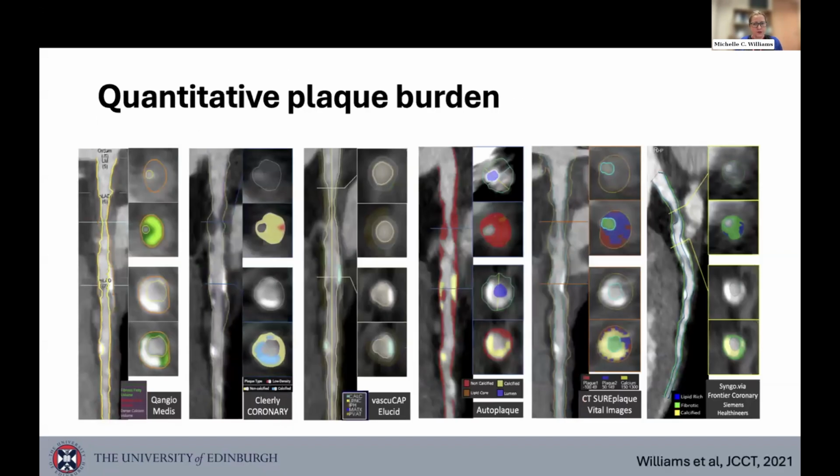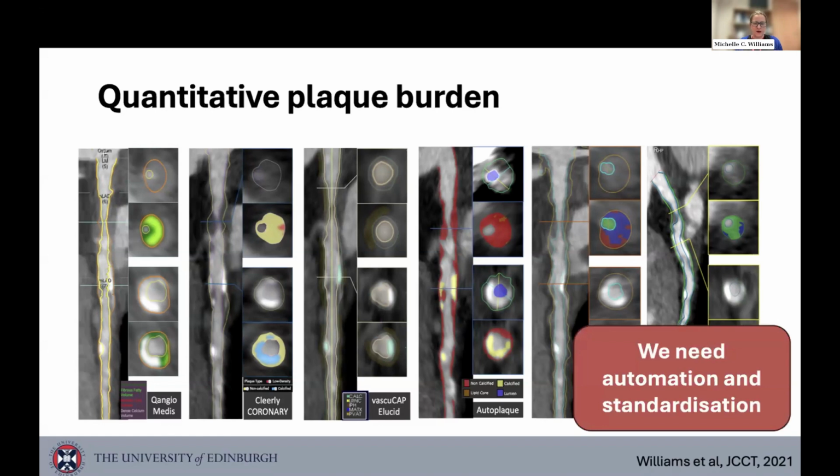There's lots of different softwares that can do this now. One of the things that's important is that they all come up with slightly different numbers. So we do need some standardization of what all this means, particularly if we're going to use this for following up patients or guiding management and treatment choices. This, although they all look different, is the same coronary artery assessed with lots of different softwares. So standardization is very important.